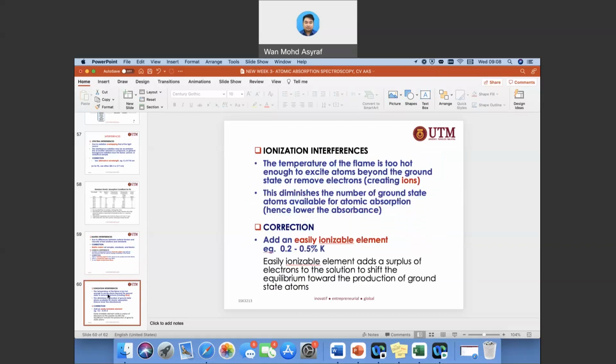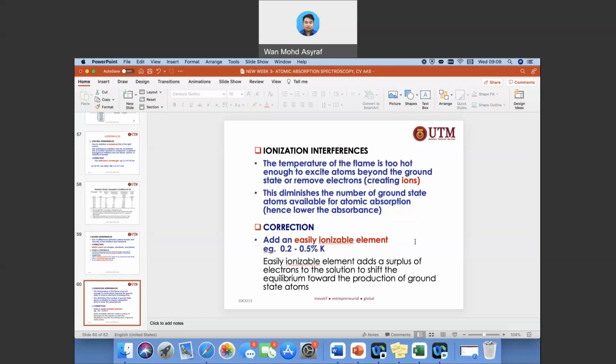Okay. All right, so ionization interferences, as I mentioned before, we don't want ionization because the temperature of the flame is hot enough to excite the atoms beyond the ground state and remove electrons, therefore creating ions. We don't want this to happen because in the atomization process, there is also a chance for the atoms to be ionized. So how are we going to do this? We add an easily ionizable element, such as 0.5% potassium.